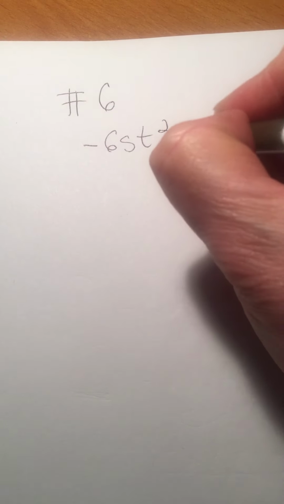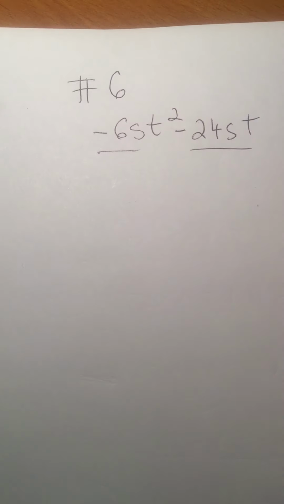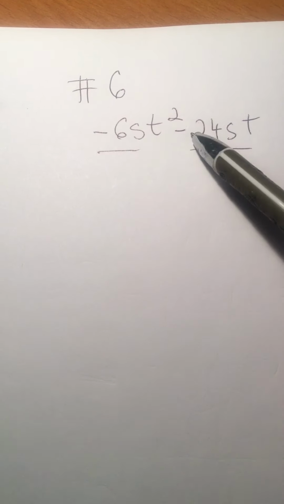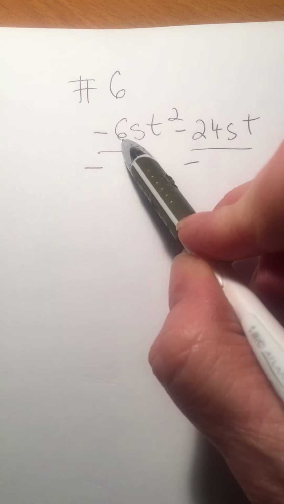Number 6. We have negative 6ST squared minus 24ST. Okay, so we are going to look at our equation and determine what is common in both of these. So they both have minus, so we're going to put that down. Now our GCF would be 6.